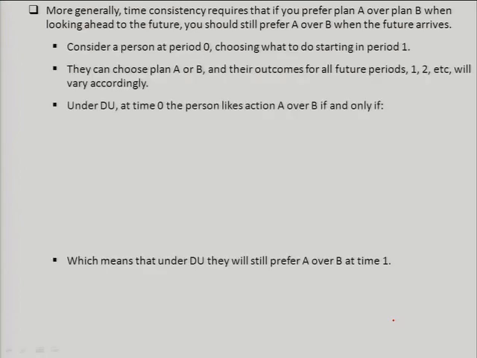So if you're choosing at period 0, you're choosing what to do starting in period 1, choosing between plan A or B, and outcomes for these two plans don't start until the next period, right? So you're making a choice now about something that's going to have impact in the future. Under DU, if you choose plan A at time 0, it means that u0 plus delta u1 plus delta squared u2 plus dot dot dot, and I'm making a simplification, instead of writing u of x0, I'm just writing u0, is greater than u0 plus delta u1b plus dot dot dot for plan B.